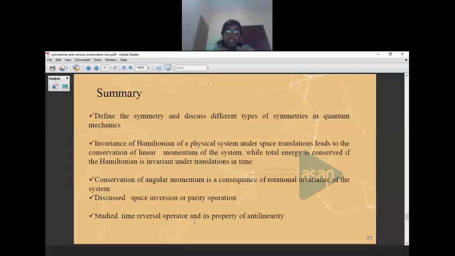Then we discussed that invariance of Hamiltonian under space translation corresponds to conservation of linear momentum, and total energy is conserved when Hamiltonian is invariant under translations in time. And when [P, H] is equal to 0, which again comes from proving that PH is equal to HP, that is the essential condition. Finally, we discussed angular momentum as a consequence of rotational invariance of the system.